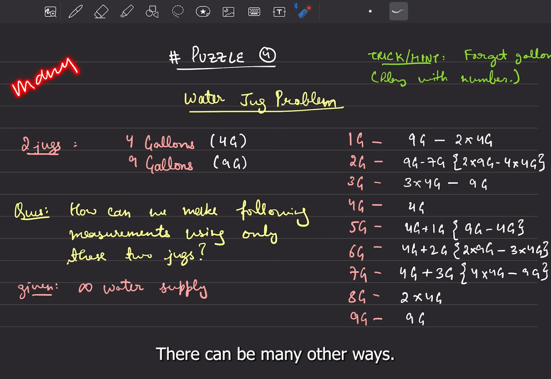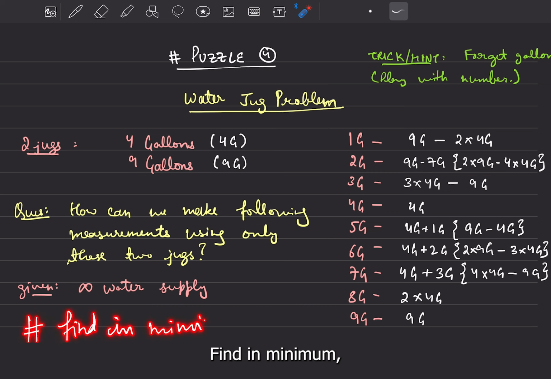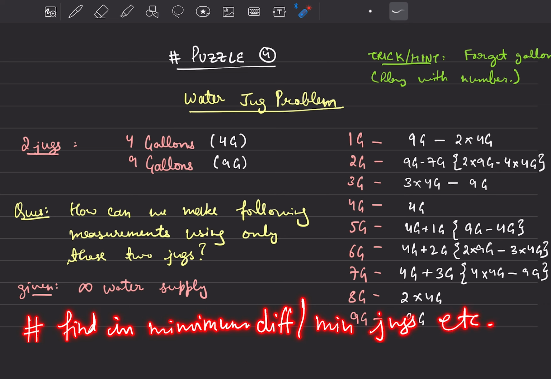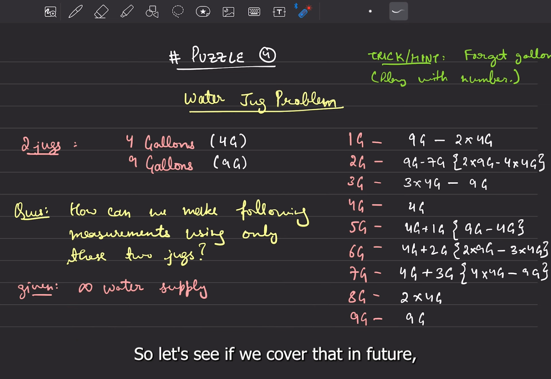These are all one way to solve it; there can be many other ways. There can also be supplements of this, like finding the minimum difference, minimum jugs, etc. Let's see if we cover that in the future.